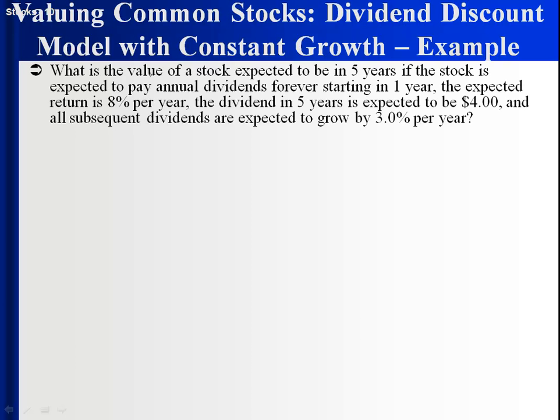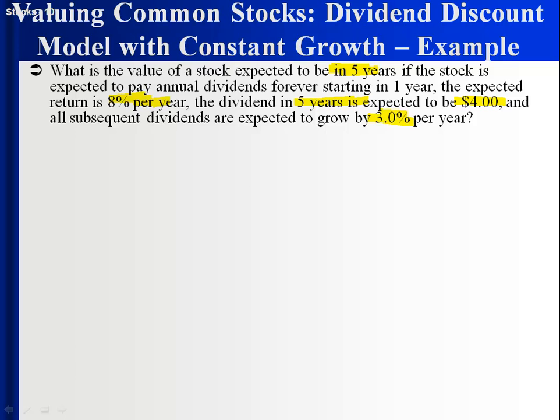So now we want to know what the value of a stock is expected to be in 5 years. The stock pays annual dividends forever, starting in a year, 8% per year. Everything looks like years so far. The dividend in 5 years is expected to be $4, and all subsequent dividends are expected to grow by 3% per year. So this is a problem where you really need to be careful.